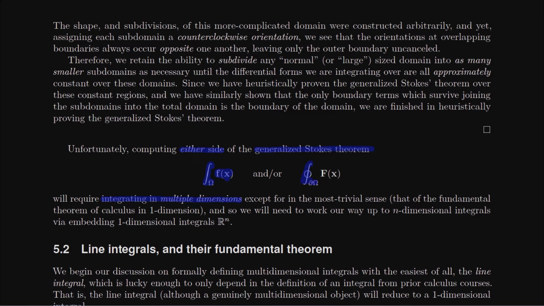So we're going to start learning about how to compute, set up, and interpret integrals in higher dimensions for the rest of the time. We're going to start out with line integrals and their respective fundamental theorem in the next video. I'll see you then.